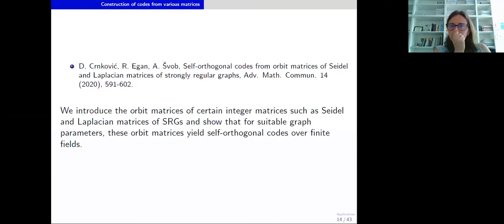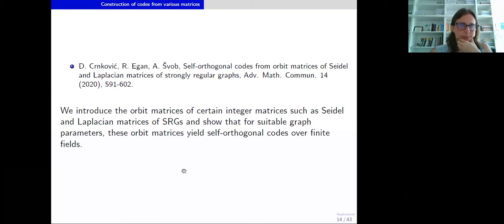Okay, so what I now want to show you is how you can use Seidel and both Laplacian matrices of strongly regular graphs in order to obtain codes having the property of being self-orthogonal. I will not go into details in this paper. You can find all the details, but I will show you how you can use these matrices.